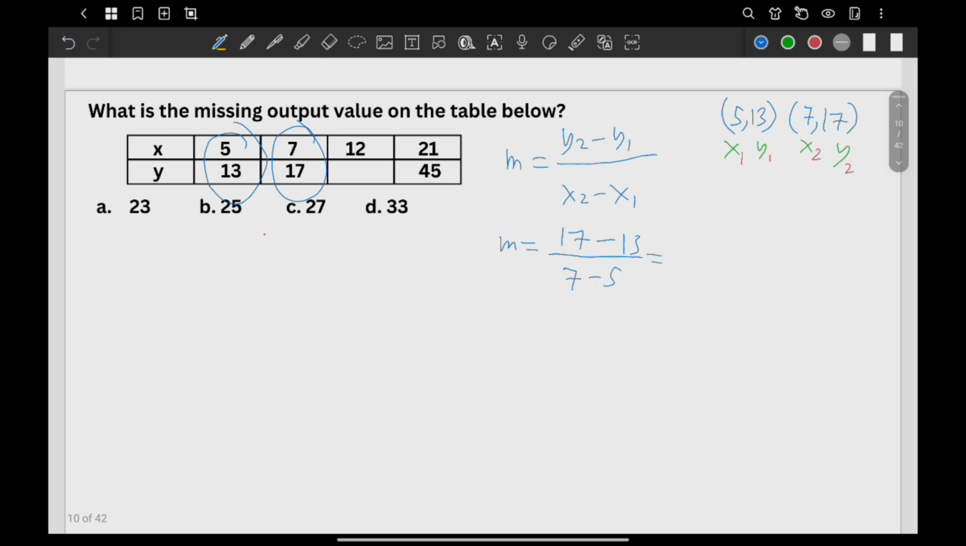So 17 minus 13, of course you know that, is 4, over 7 minus 5, which is 2. You simplify. That's going to be 2. So the value of our m, or the slope, is 2. Sir, what's the purpose of that 2 there?